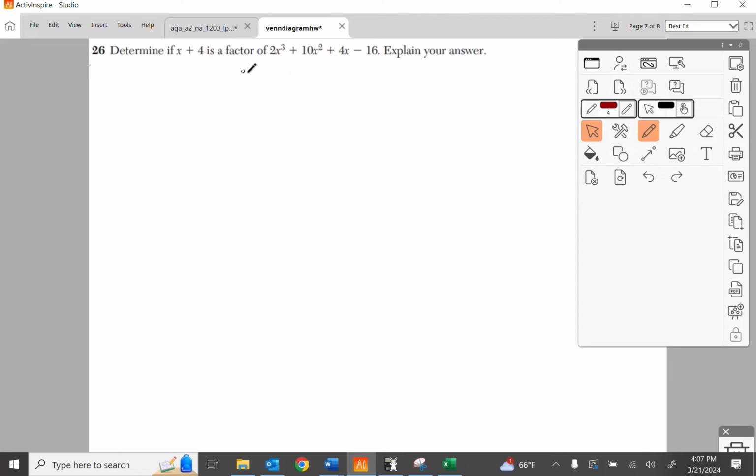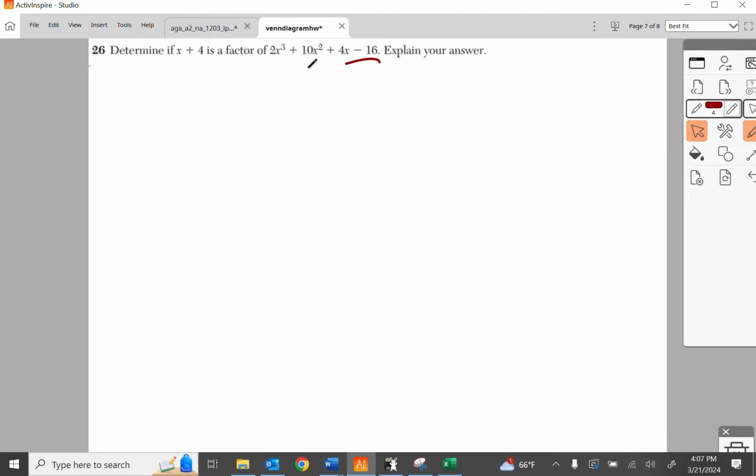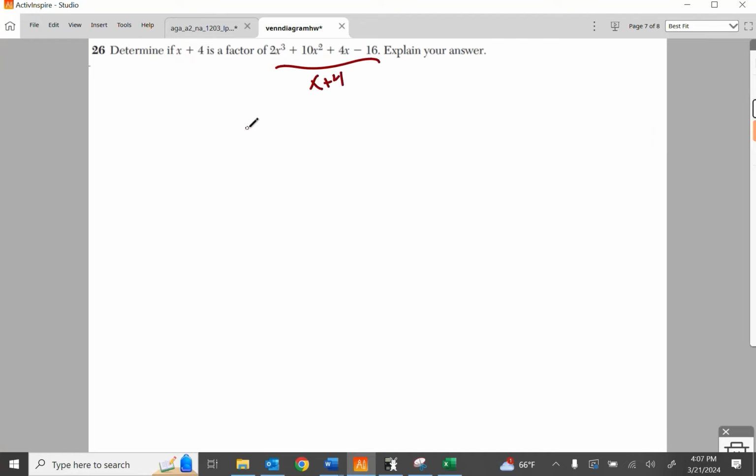I can also kind of think of it like I've trained you to do on your basics quizzes. Think about it like this. That means that x is negative 4. We've done this. I can do synthetic division with a negative 4 out front. So here's another technique.